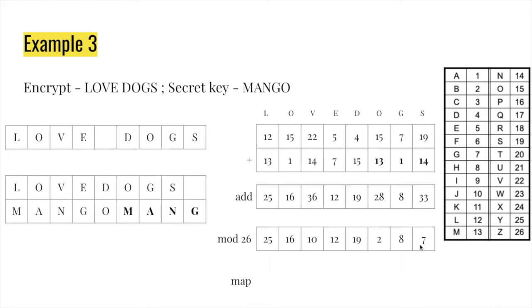Now we have calculated our encrypted values and we just need to map it to the corresponding letters. So from 25 we have Y, from 16 we have P, from 10 we have J, from 12 we have L, from 19 we have S, from 2 we have B, from 8 we get H, and from 7 we get J. This is our encrypted message.